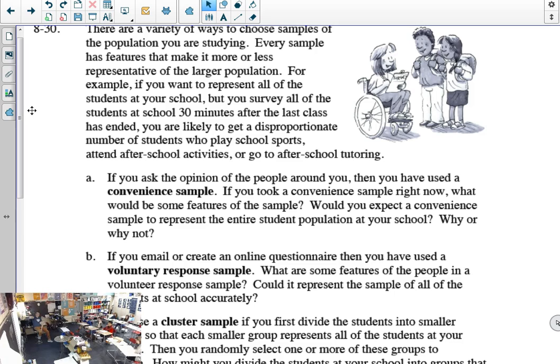So, if you want to represent all the students at your school, but you survey all the students at school 30 minutes after the last class ended, you're likely to get a disproportionate number of students who play school sports. Why? You're a sports player, right? All right, Kate. Why would that be disproportionate? Let's say they have a shuttle like we do. Those people that play sports would be off to practice on the shuttle, so you're missing a chunk of your population. And I love how we have skewed our perspective to Phoenix. If we were at a regular school, who's there after school ends?